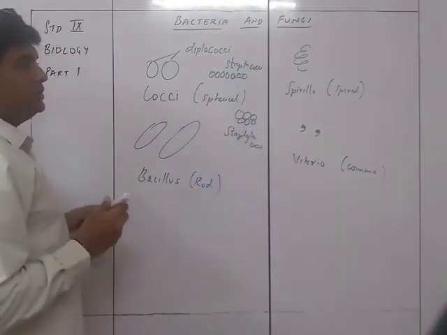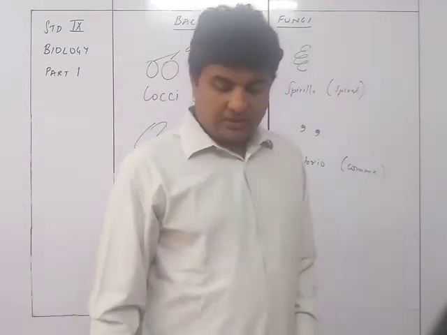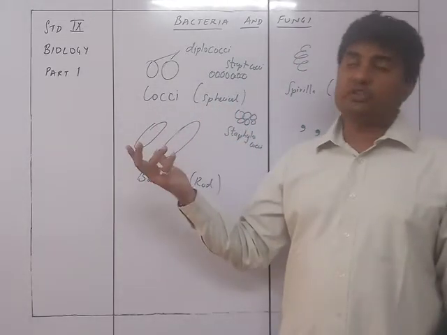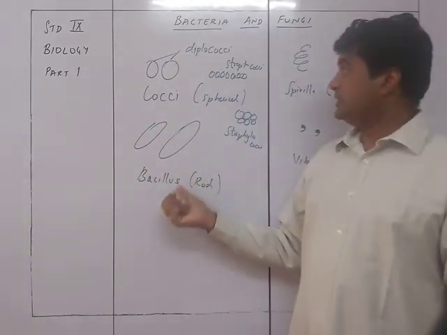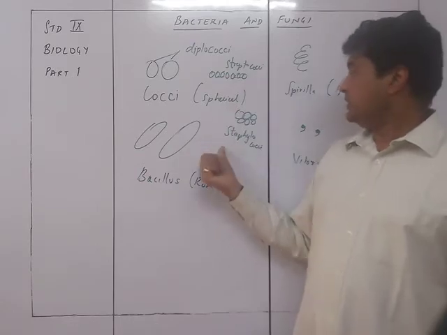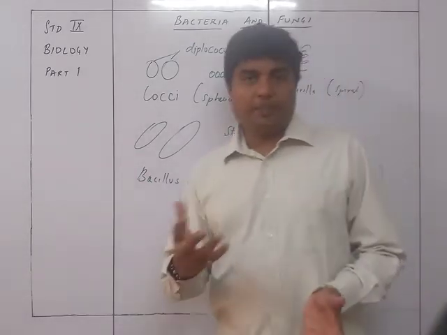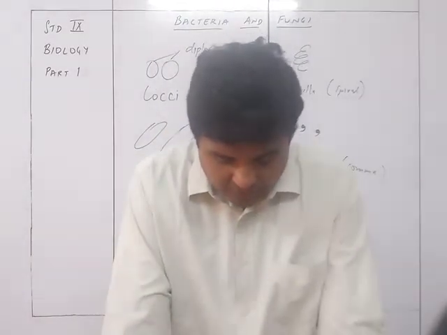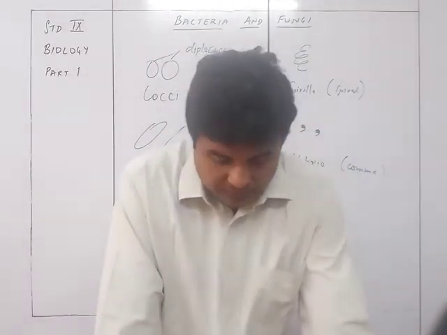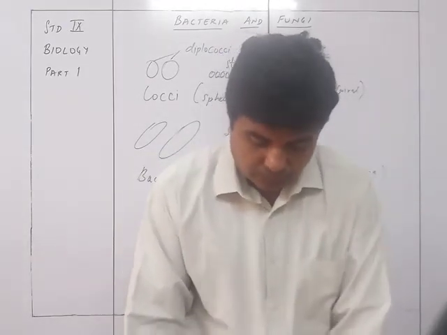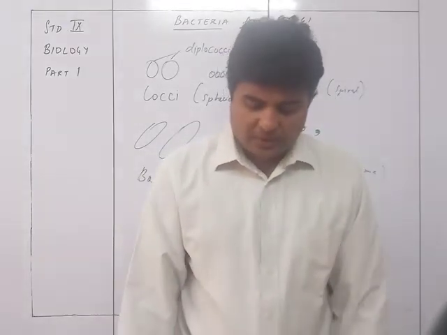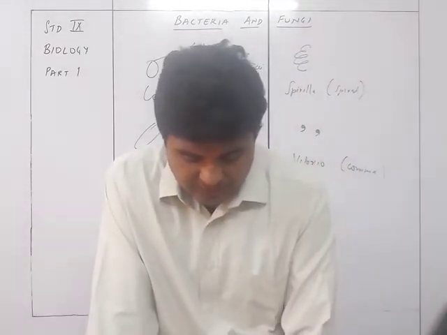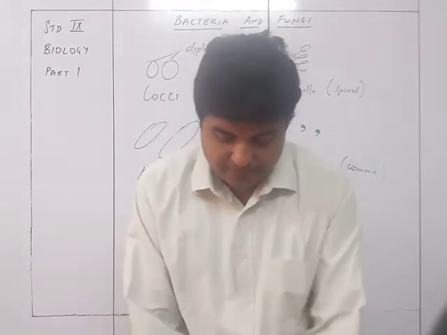So in this way, cocci is for the spherical one. If they were rod shaped, then it will be Diplobacillus, Streptobacillus, Staphylobacillus, depending upon how they are placed in bunches. So many bacteria are single, some occur in pairs, diplococci, or in long chains, streptococci, or in clusters, staphylococci. So the examples are given over there.